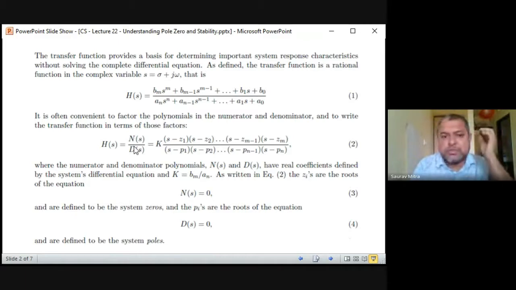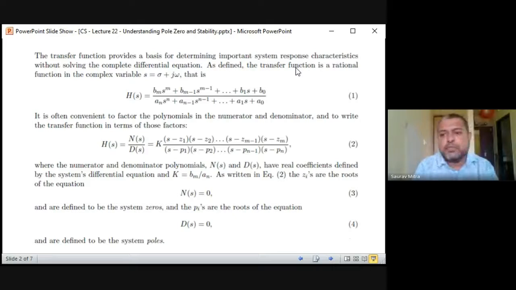So this is another way of representing the transfer function, which provides a basis for determining important system response characteristics without solving the complete differential equation. Just give me the transfer function, I can tell you what might be its DC gain, what might be its system gain, what might be the poles, what might be the zeros, and what about the system stability. So all these things we can find out without knowing the system equation. What is the system equation? The system equation is in differential equation form. This is a transfer function which is given as a polynomial at the numerator and Laplace polynomial at the denominator.